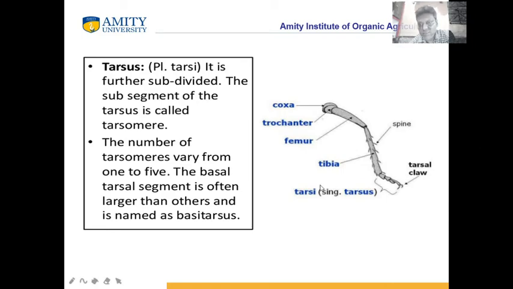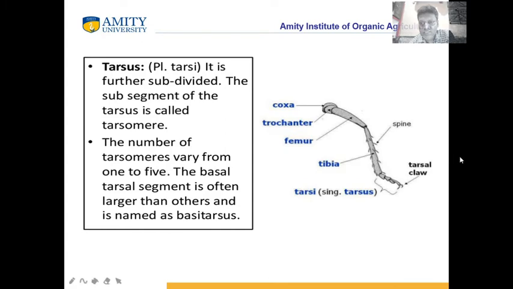Tarsus. You have seen tarsus and pretarsus. There are 5 structures, 1, 2, 3, 4, 5. The first structure of tarsus is called basal tarsus and the other 4 are tarsomeres. These are different jointed structures of tarsus.